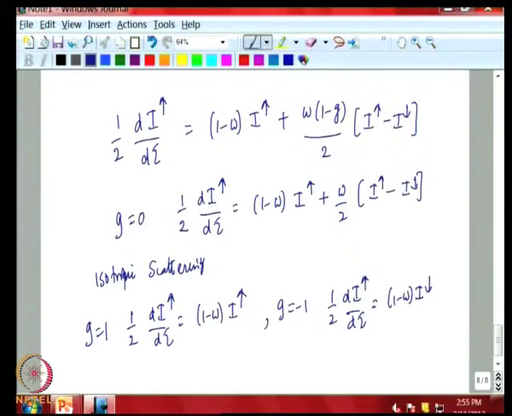And this result clearly shows in the second case that the upward scattering here depends only on downward scattering, because everything is back scattered. Here the upward scattering depends only on the upward intensity, because there is no backward scattering.